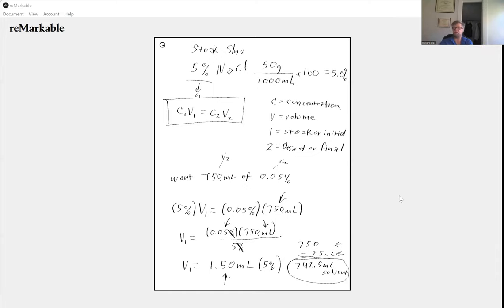Or if you're trying to be more precise, in chemistry labs we have far more precise instruments than this. We have burettes. We'd have pipettes, which will give us exactly 7.500 milliliters. What is the name of those? Wow, have I been out of the lab for way too long? Anyway, we have these volumetric flasks, that will measure it up to exactly 750.00 milliliters. So you can do this with real precision in the chemistry lab.